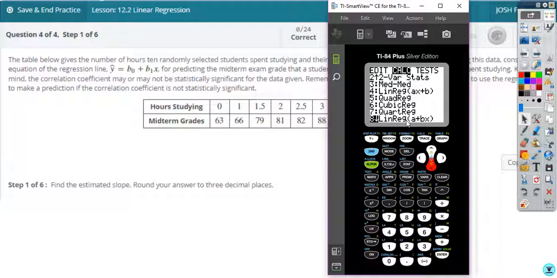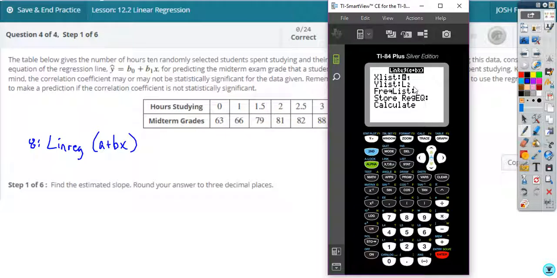At this point, if you want to make a note that we are going to use 8, which is linear regression A plus BX. And what we're going to have to do here in just a minute is make sense of what that A, that B, and that X are. Okay, with that said, we'll go ahead and press enter.